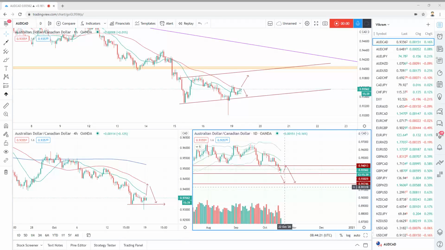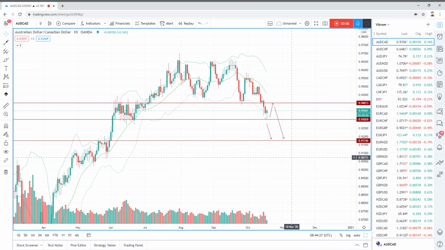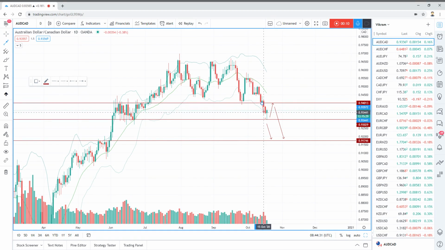Now let's look at AUD CAD analysis. First of all, we are looking at the daily chart. In the daily chart, what we can see is that price closed below support and has bounced from the next support level, and it may move higher towards a retest of the previous support, which now should act as resistance.